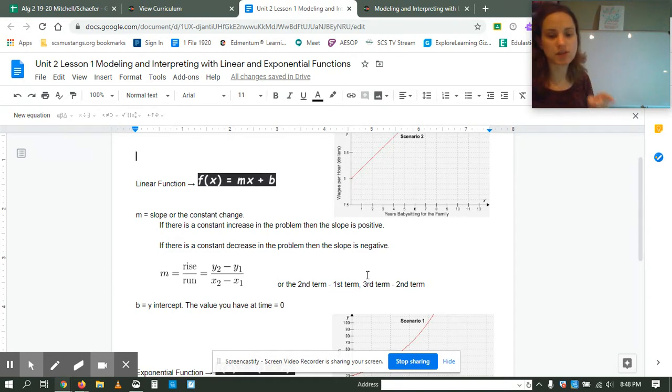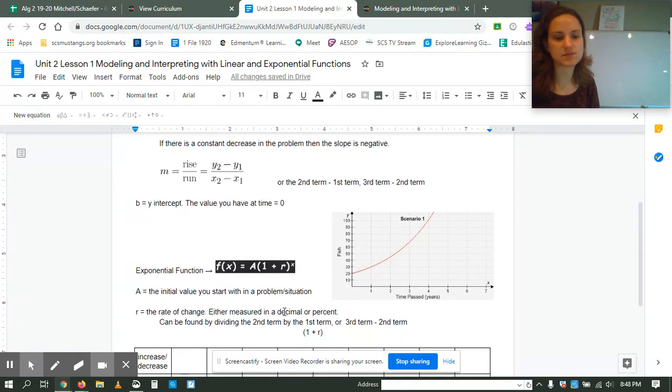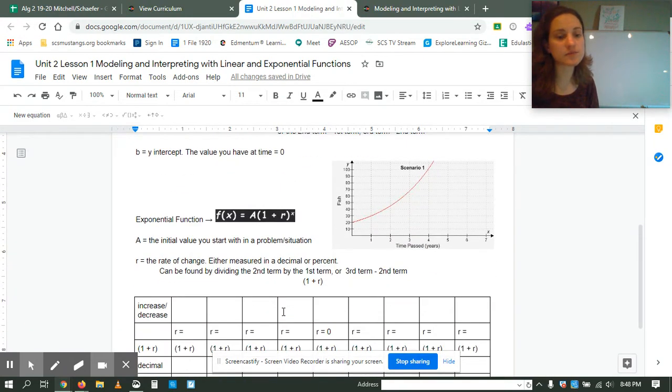So you also have to do the third term minus the second term and then keep going through that. And then, of course, your b is your y-intercept, and it's the value that you're going to have at time is equal to 0.